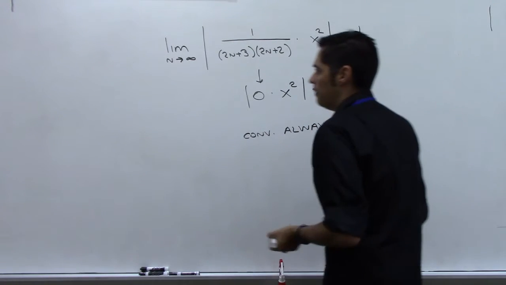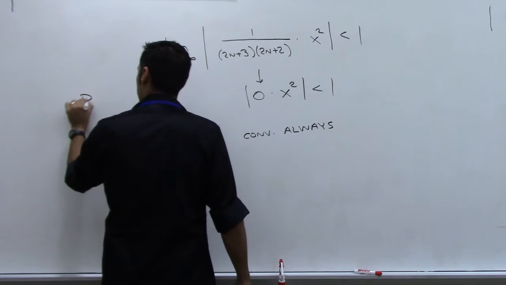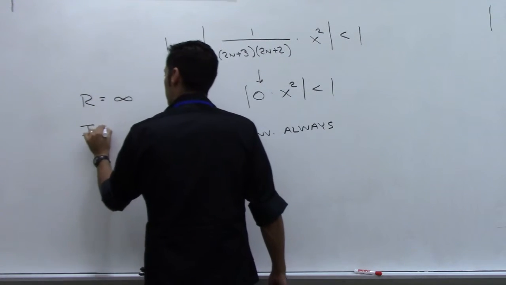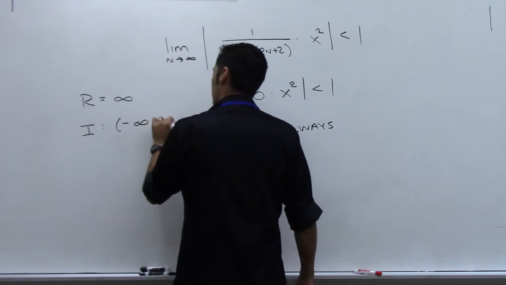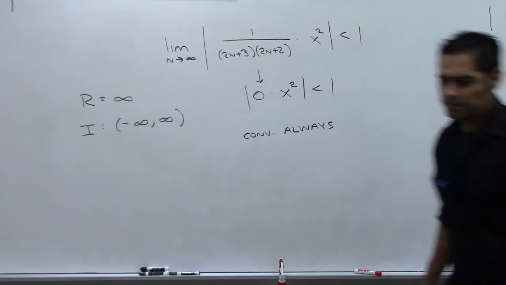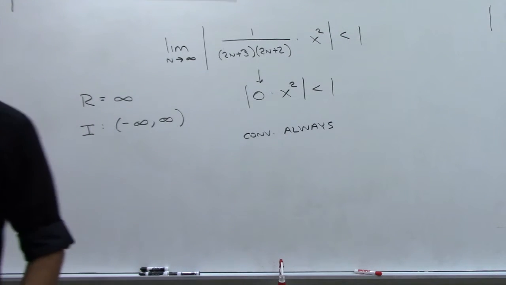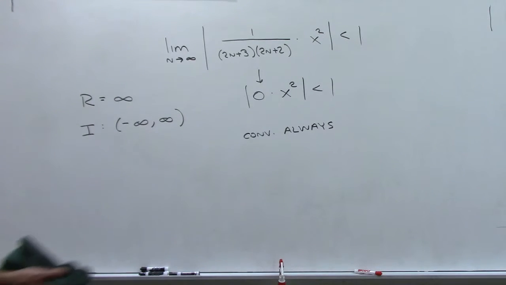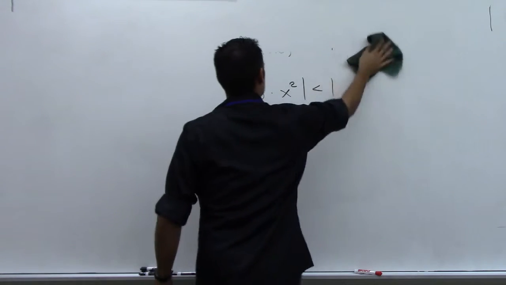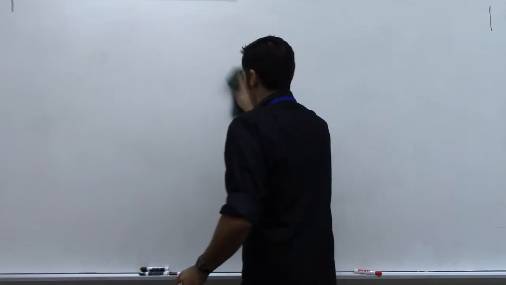So what does that mean? Well, that means that our radius of convergence is infinity, and it means that our interval of convergence is every real number x. So everything on the real number line. I like it when that happens because you don't have to test endpoints. Okay, 15.